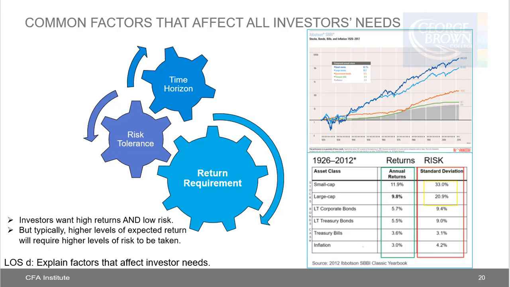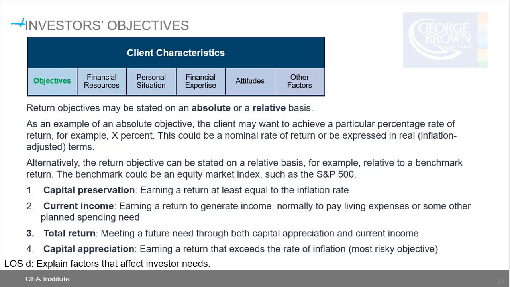They can choose to invest in riskier assets because they have the ability to, or they can choose not to, so it's their choice. Investors, particularly individual investors, may adjust their holdings over time as their circumstances change. So just continuing with investors' objectives here, I've just added a little bit.